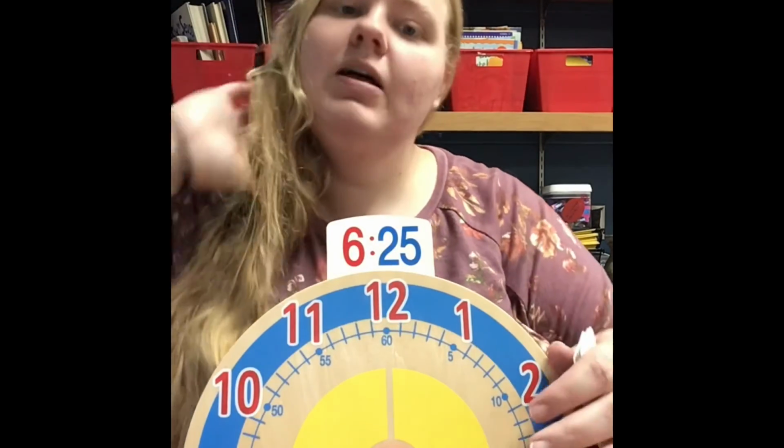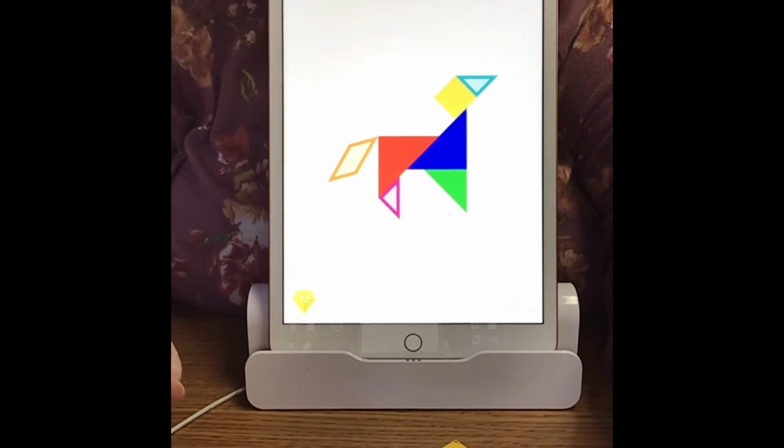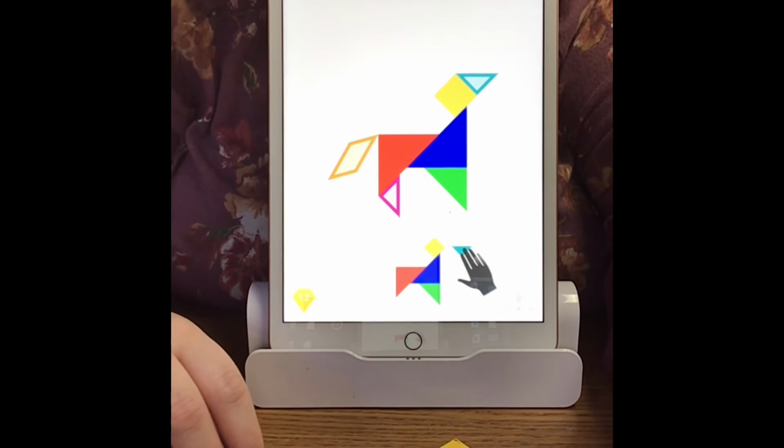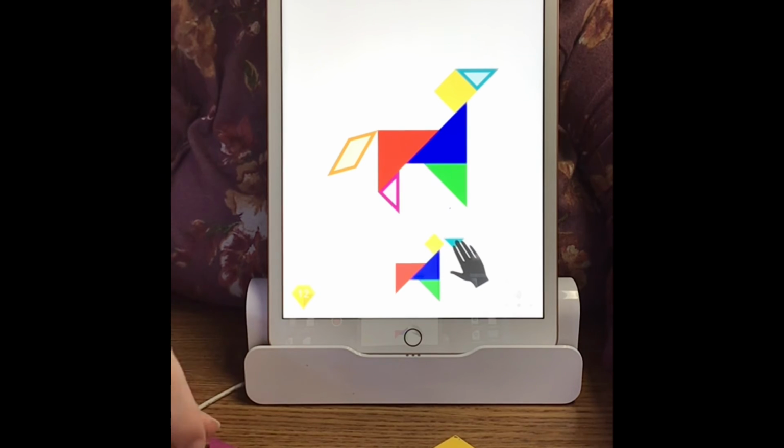The students love playing with this, and I like it because it tells them if they're correct right off the bat. My students also love using the Osmo in the classroom. As they move these pieces into place, it will pop up if they have it in the correct space or not.